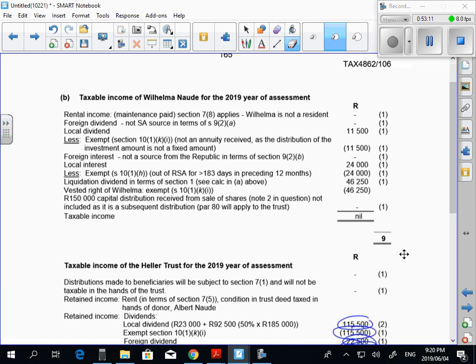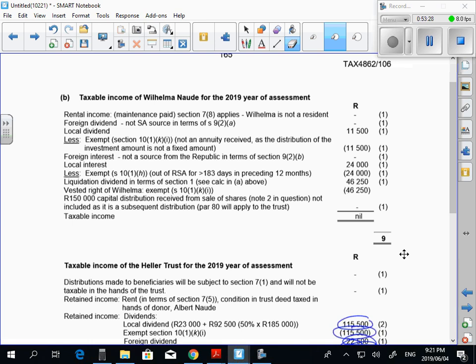2 for it. The vast majority, there were guys that dropped like 8 marks and 10 marks in this question because they didn't set out properly. Guys, if it's income, it goes in as income. If it's exempt, then it goes out as exempt income. You get 2 marks for doing that. If you do not set out properly, you're going to be in trouble.